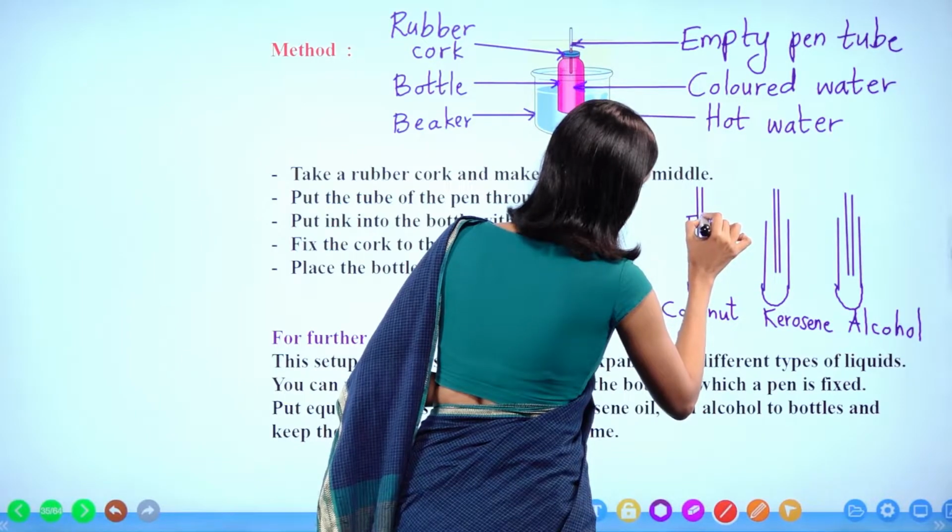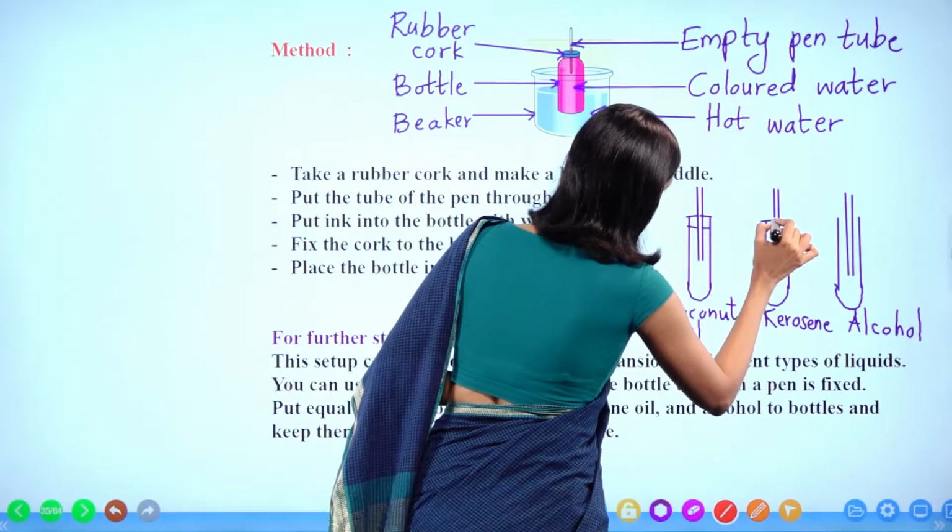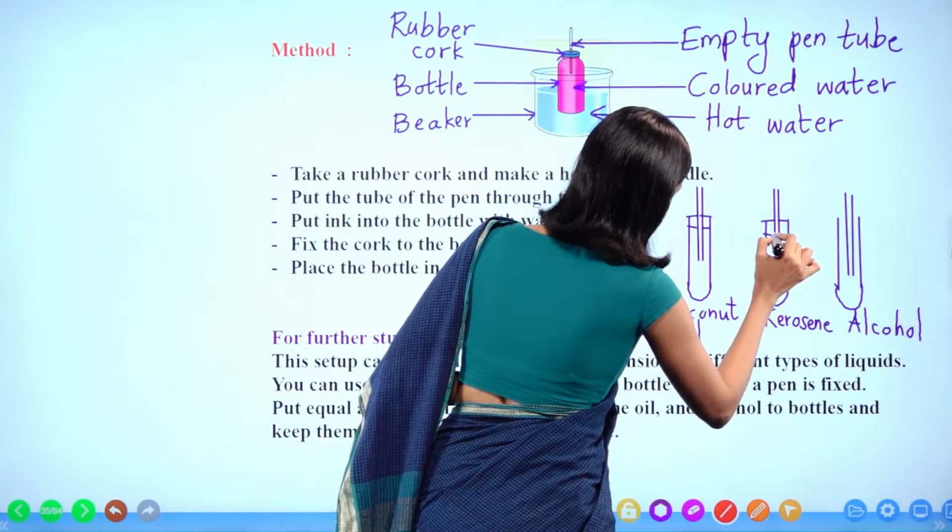You have to fix it with rubber corks like this. Rubber stoppers.